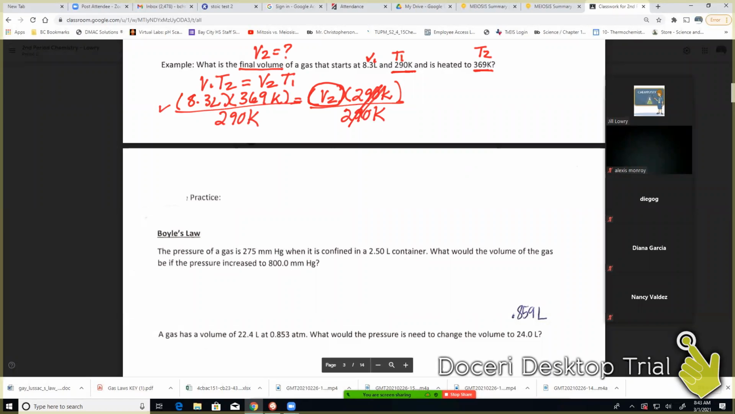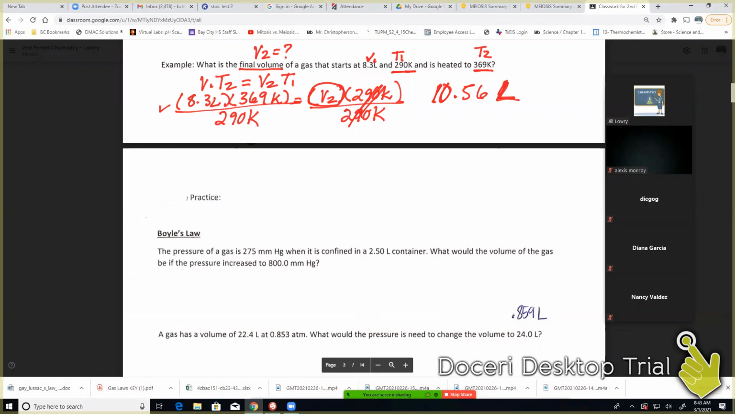And 10.56, is that what you got? And what are my units going to be? L, liters. Perfect. So funny looking L, but that's an L.